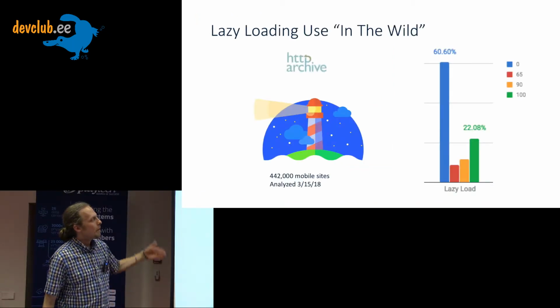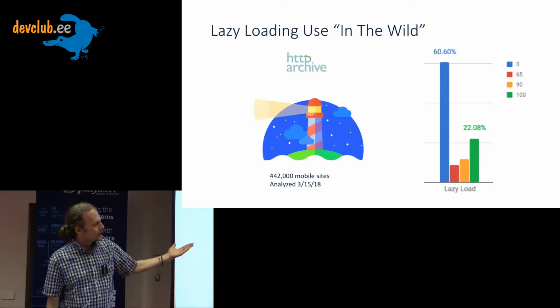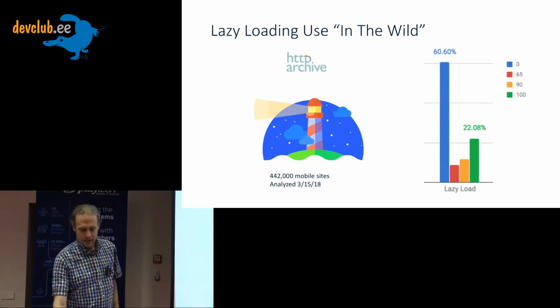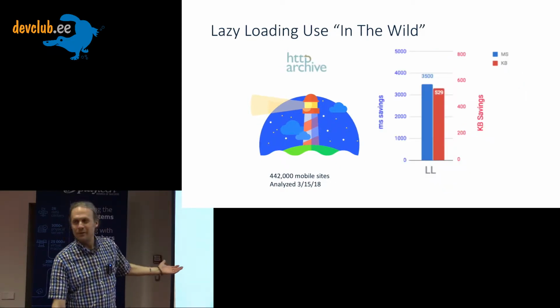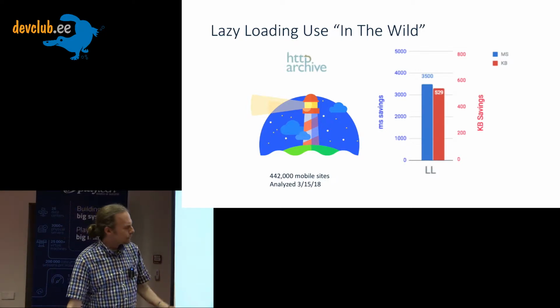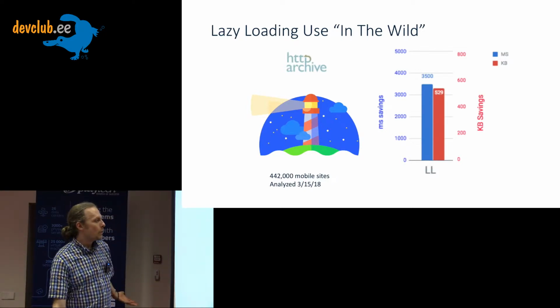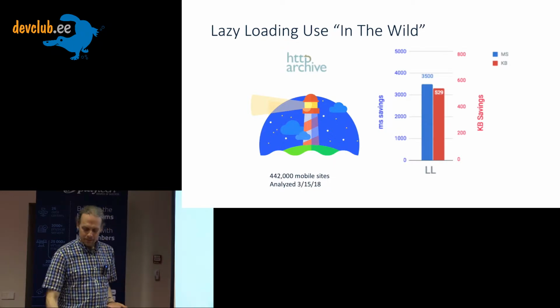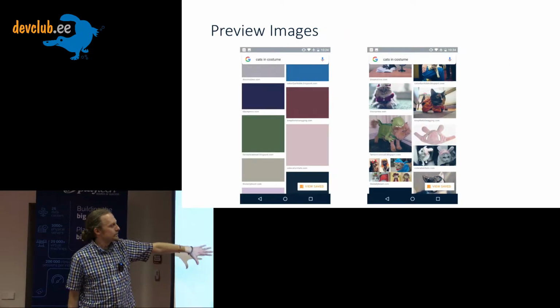If we look, most web pages, when I ran this, were not doing it. 60% were not lazy loading. The median page on 3G would be 3.5 seconds faster, use 500K less data. So what do you do when you're doing lazy loading? Often you have placeholder images.